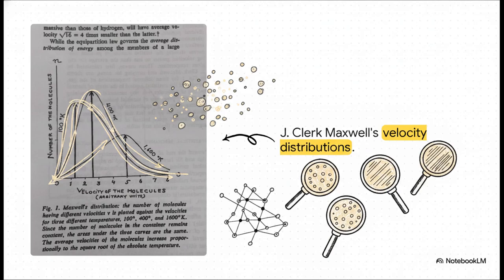If you look at this chart, notice how the number of molecules plots against their velocities for 3 different temperatures: 100 degrees Kelvin, 400 degrees Kelvin, and 1600 degrees Kelvin. Take a really close look at how the shape of that population changes as the heat cranks up.